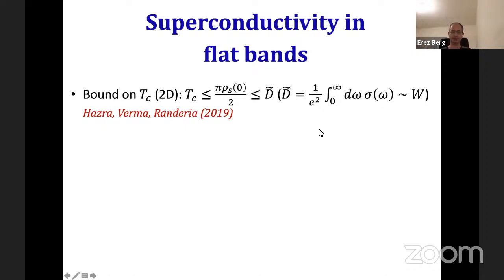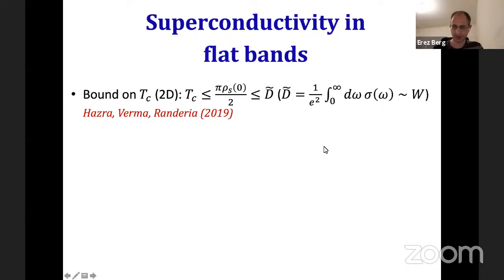The idea is very simple. You use the f-sum rule on the optical conductivity. You write the current operator and express it in terms of the hopping of some tight binding model. You get that the integral over all frequencies of the real part of the optical conductivity, sigma of omega, is some number times the bandwidth. It's not hard to show that this spectral weight bounds the superfluid density in the superconductor at 0 temperature. And in 2D, by the BKT relation, that also bounds Tc from above.